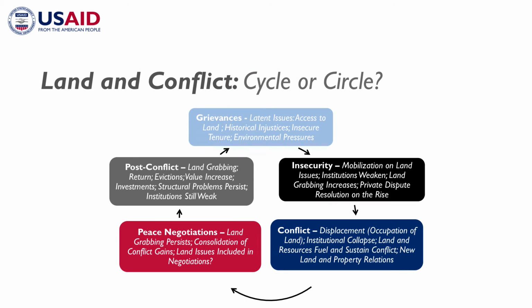So land management institutions, if they were unable to do a large-scale land titling prior to the conflict, are most likely even less likely to be able to do that after the conflict, exactly because during the conflict, most of the institutions will collapse, not always, but will often weaken. Land and resources, of course, can fuel and sustain the conflict.